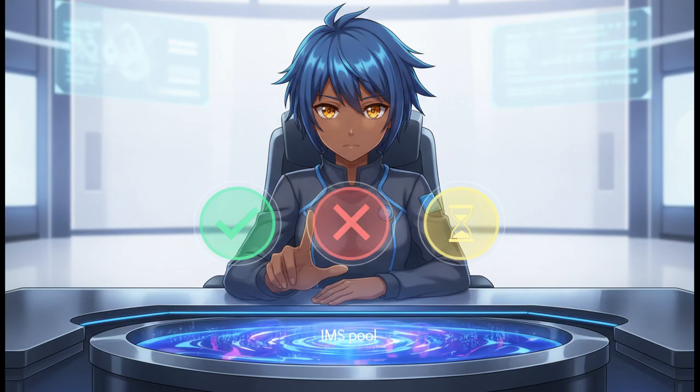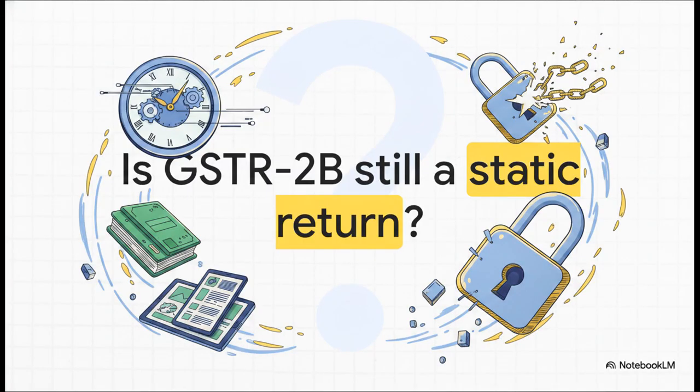And here's the kicker. Your actions have immediate consequences. For example, if a supplier issues a credit note to reduce your tax credit and you hit reject in the IMS, the system instantly increases your output tax liability in the very next month to balance it out. Which brings us to a huge, fundamental shift in how we view GSTR2B. For years, accountants were taught a very specific rule about this form.